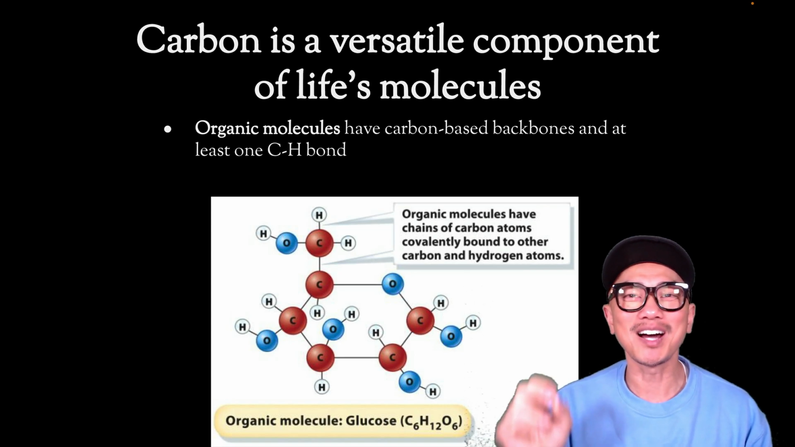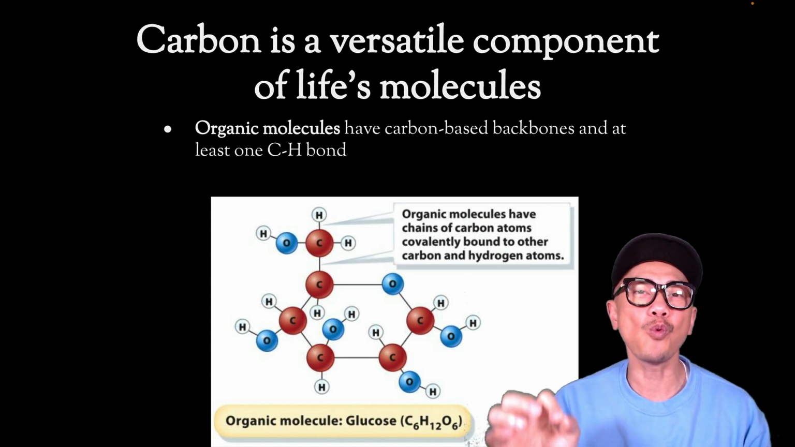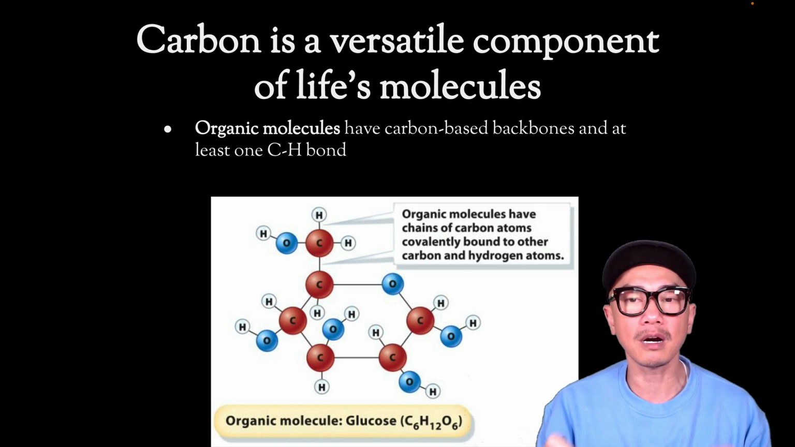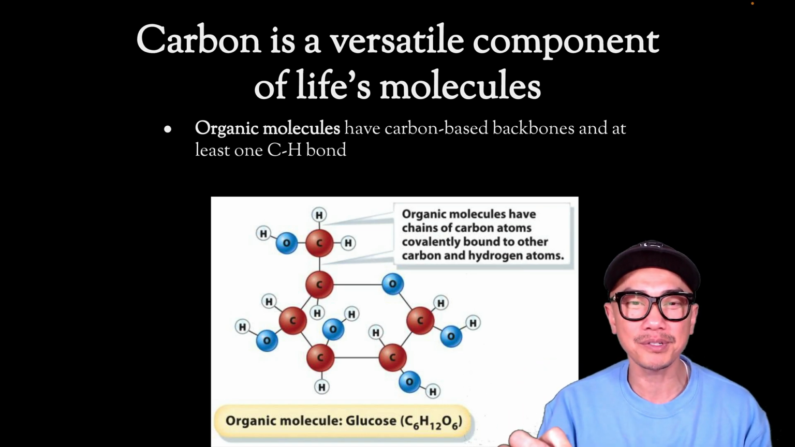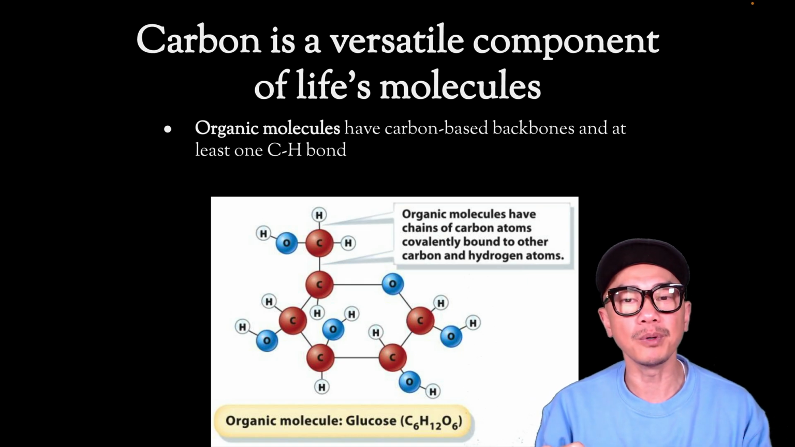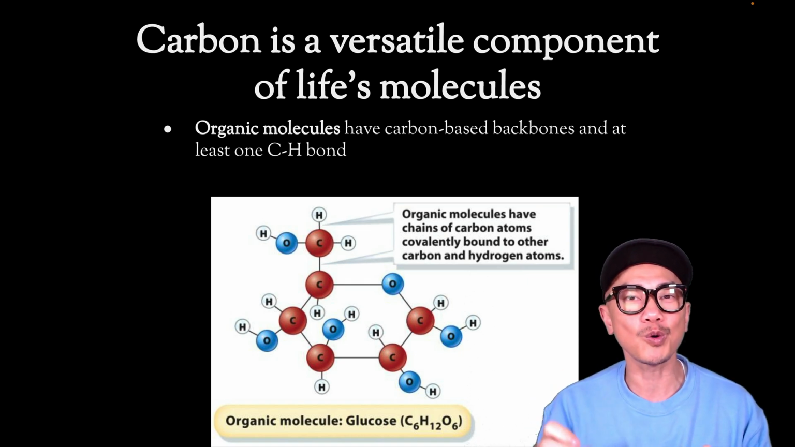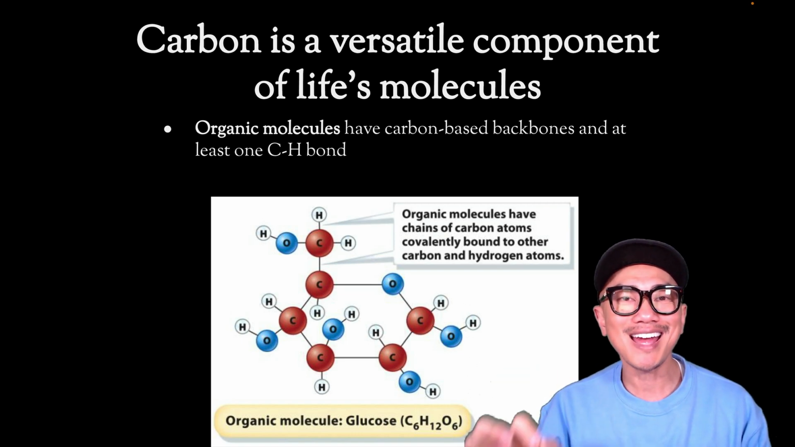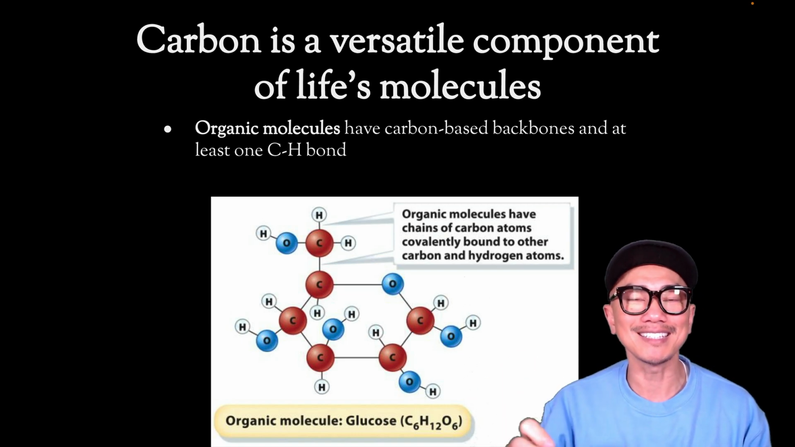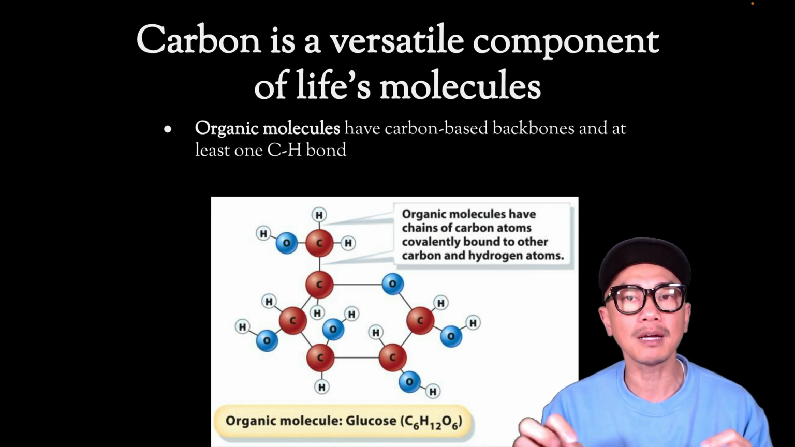Molecules that contain a carbon backbone and at least 1 carbon-hydrogen bond are called organic molecules. Glucose, for example, is the main sugar in your blood and your body's primary source of energy. Because it has a carbon backbone and at least 1 CH bond, glucose is considered an organic molecule.